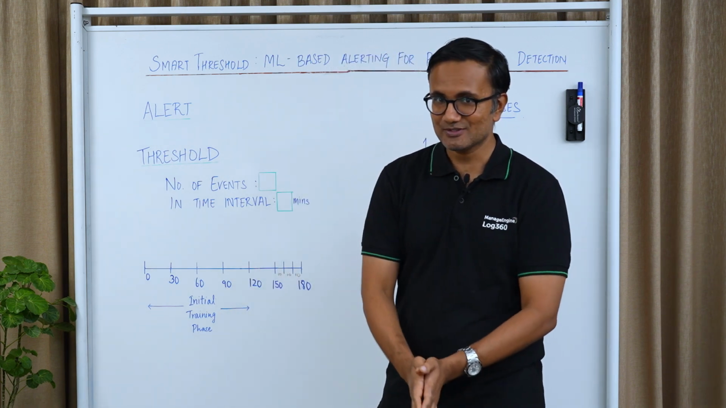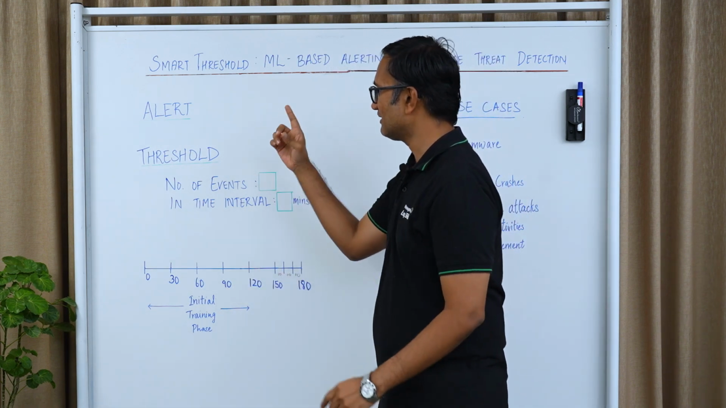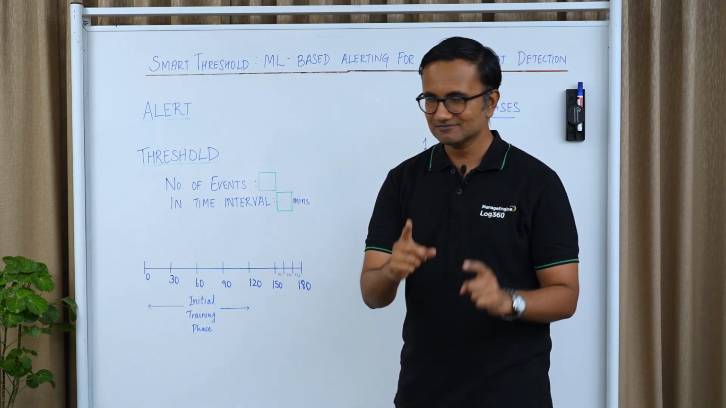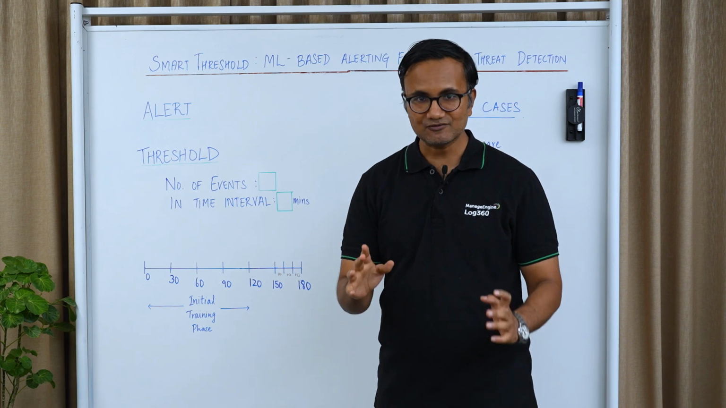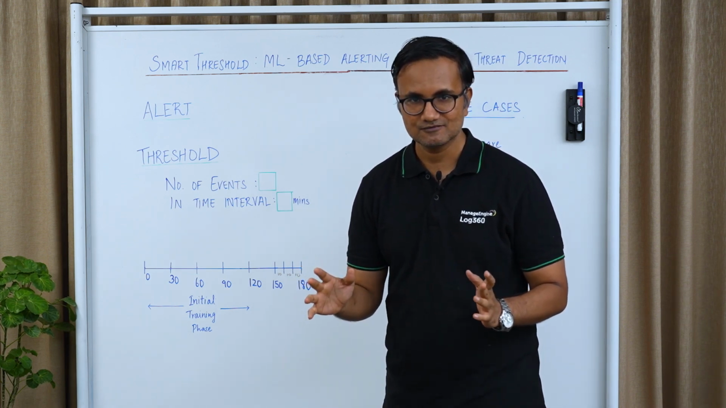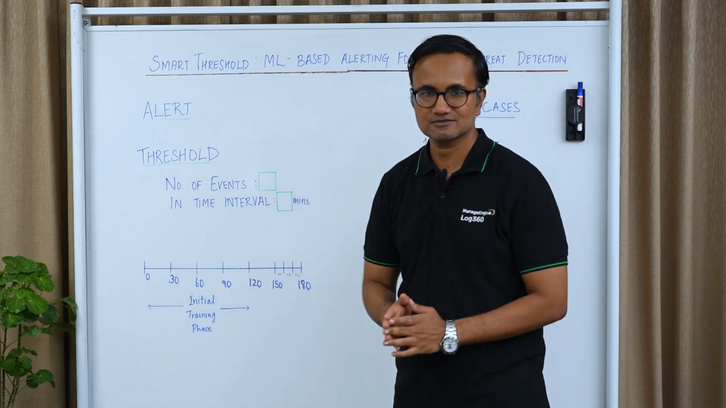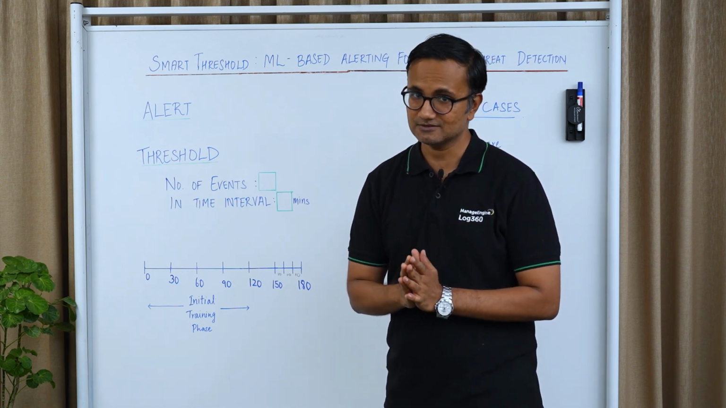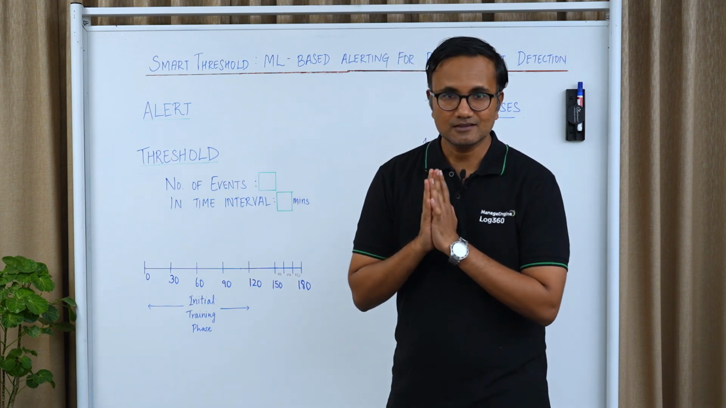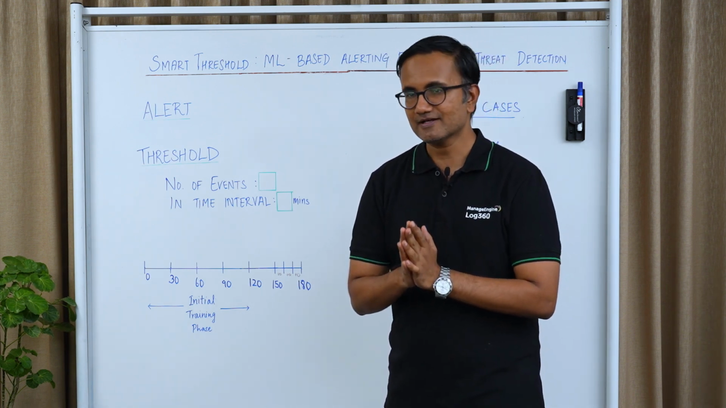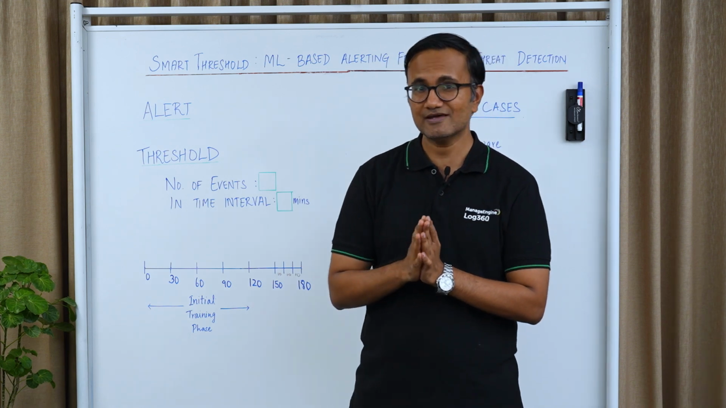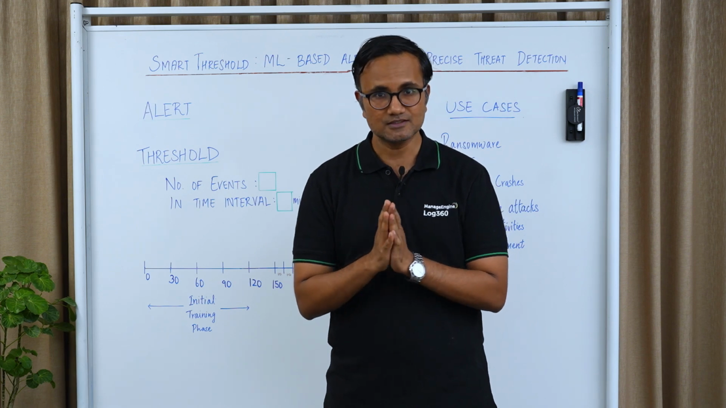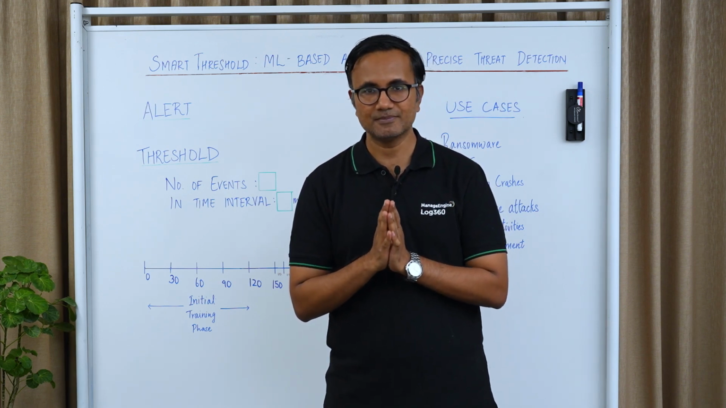So today's topic, as you can see on the board in front of you, is Smart Threshold ML-based alerting for precise threat detection. Keyword, alerting, because at the end of the day, for every security analyst, for every SOC analyst, it's all about alerts. They want to know what really went wrong in the network, and for that, they would be configuring alerts. But alerts are aplenty. In fact, a statistic says that there are close to 11,000 alerts that an organization receives on a daily basis. 11,000 alerts. Can you just imagine that? That's quite a big number.